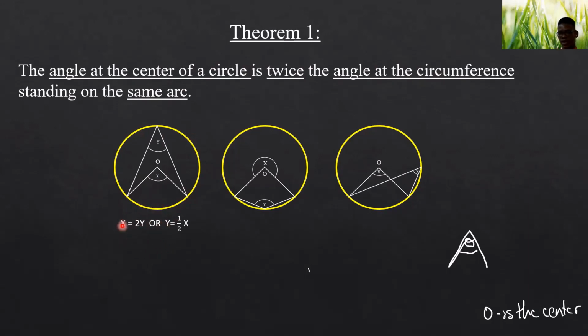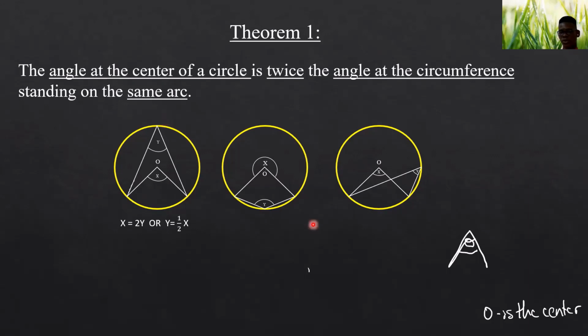Angle at the circumference is Y. Angle at the center, sorry, X is actually 2 times the angle at the circumference. And that's what these two equations are telling me. So if X is twice Y, then Y is half of X. That's a basic analogy. So you can write this and say that the angle at the circumference is half the angle at the center, standing on the same arc. That's another way you can rewrite this theorem and call it theorem 2, but it is technically the same theorem.